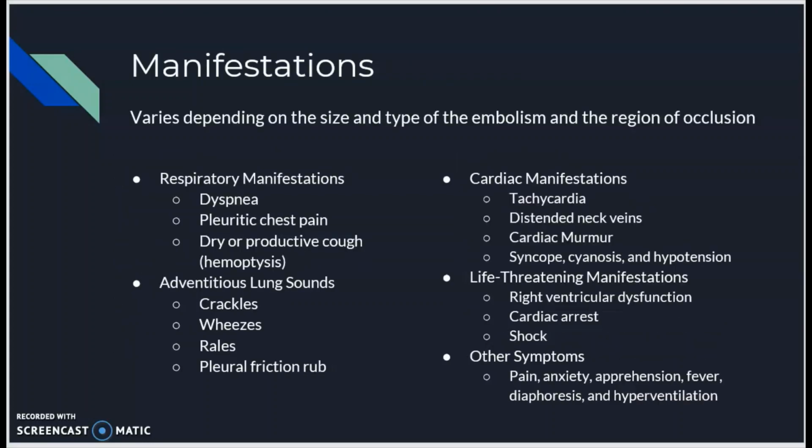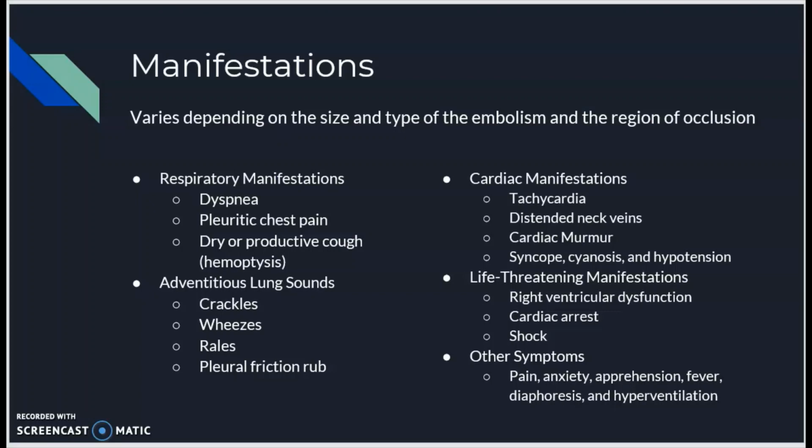Physical manifestations of PE range from ambiguous, nonspecific distresses to hemodynamic complications and death. Other clinical manifestations may vary depending on the size and type of the embolism and the region of occlusion. Respiratory manifestations may include dyspnea, pleuritic chest pain, dry or productive cough with blood-tinged sputum. In addition, patients' lung sounds may include crackles, wheezes, rales, or a pleural friction rub.